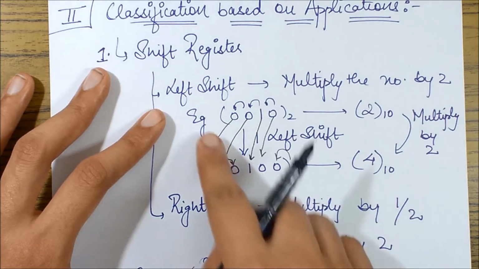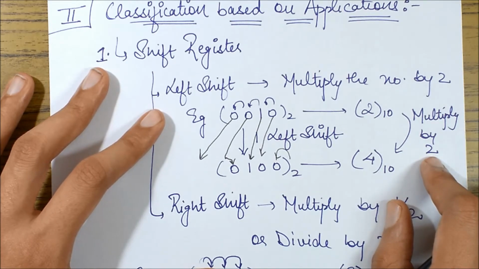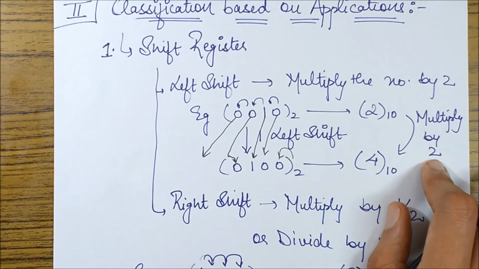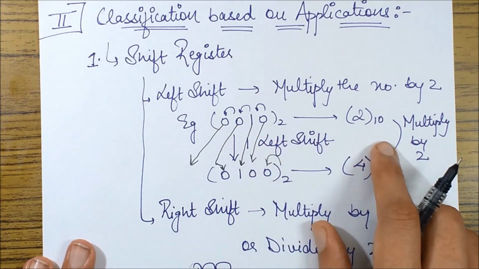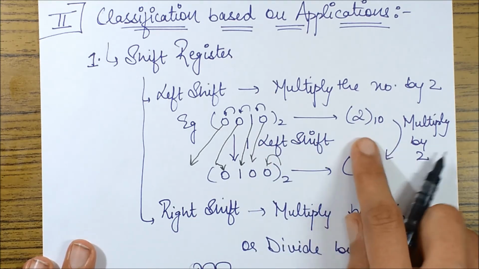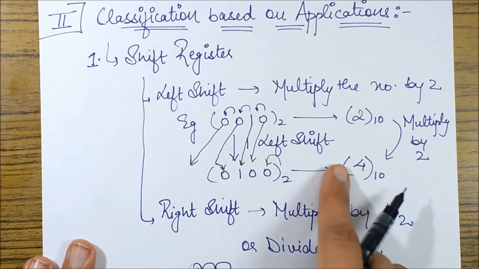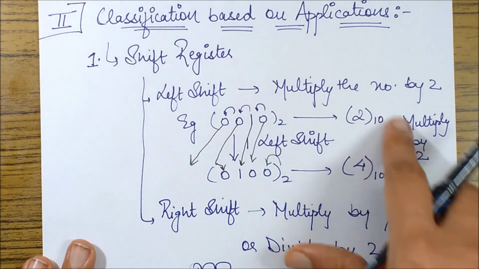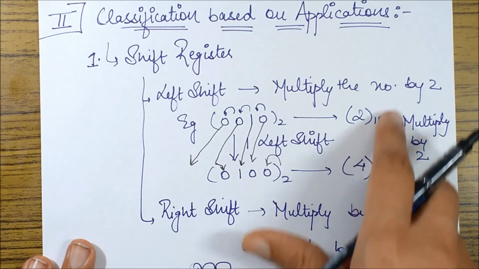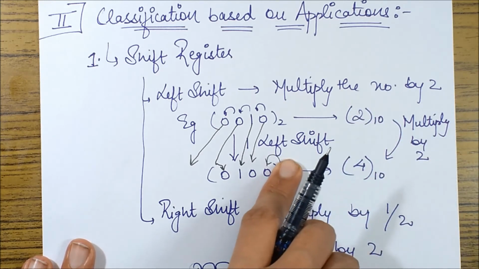But for now, if I say this is a left shift operator, what does a left shift operator signify in arithmetic? It is multiplication by 2. How does it happen? If I represent this binary number in decimal, it would become 2, right? 2 in decimal. And if I represent this number which I have obtained after the left shift operation, it is 4 in decimal. So essentially we are multiplying this decimal number by 2 when I perform one left shift operation.